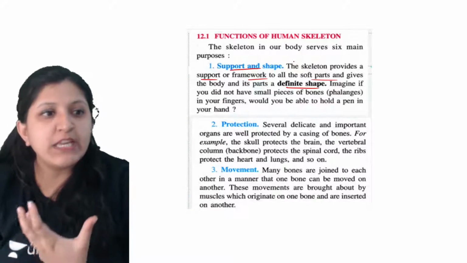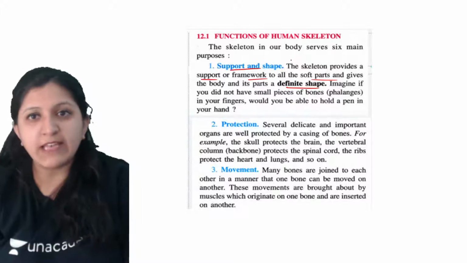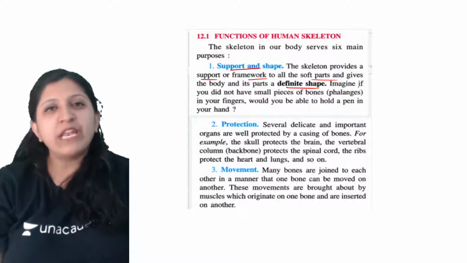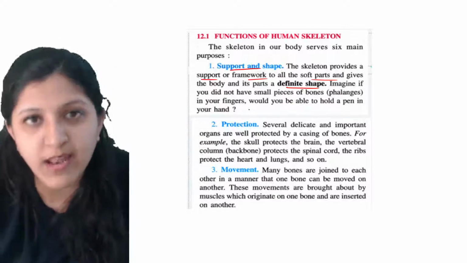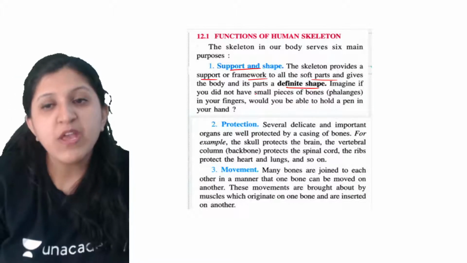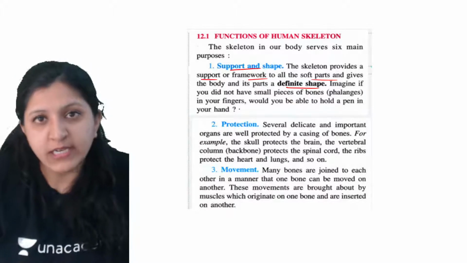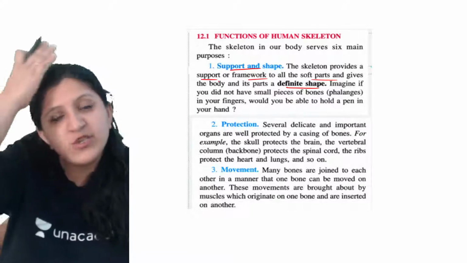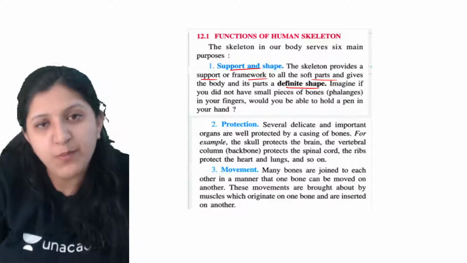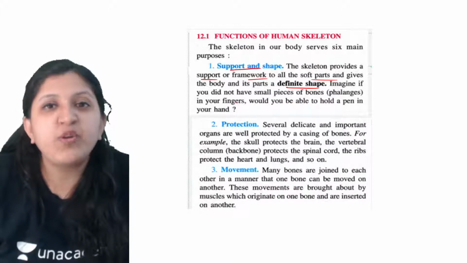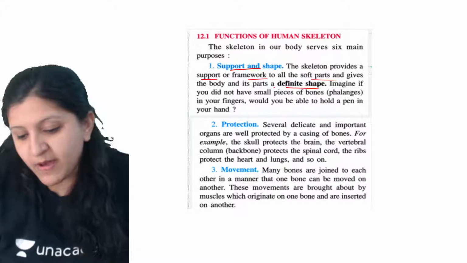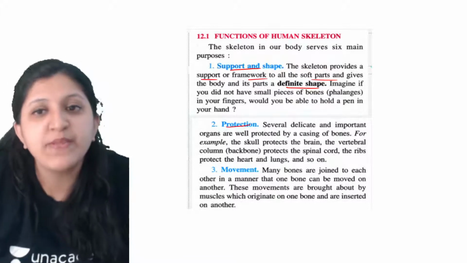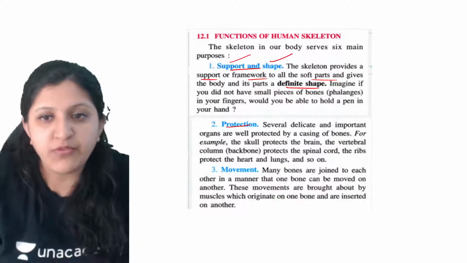A particular shape is mainly because of the skeletal system itself. The internal organs, we have very delicate organs: there is the lung, then we have the heart. These delicate organs are protected by the bone itself, so the bony coverage is there. Same with respect to your head: there is the brain, and the cranium part of the skull protects your brain. So protection is the second function, and support and shape is another function.